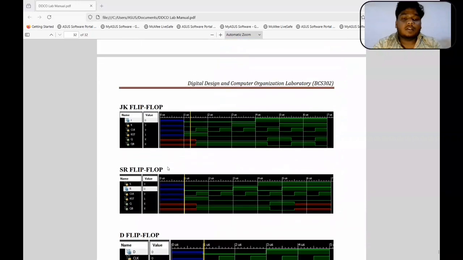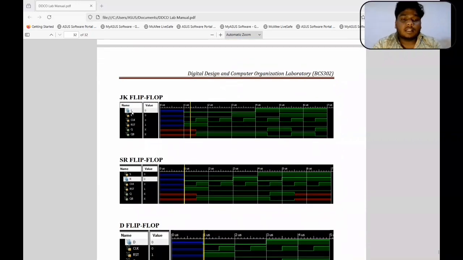This is the output of JK flip-flop. When J input is 0, K input is 0, clock signal is 0, reset value is 1. This is the output shown in milliseconds.